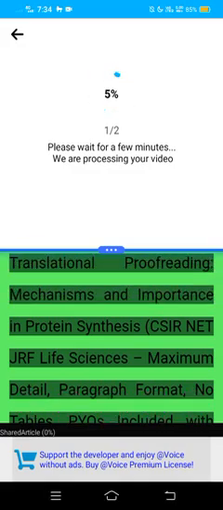Translational proofreading. Mechanisms and importance in protein synthesis. CSIR NET JRF Life Sciences. Maximum detail. Paragraph format. No tables. PYQs included with year and answers.